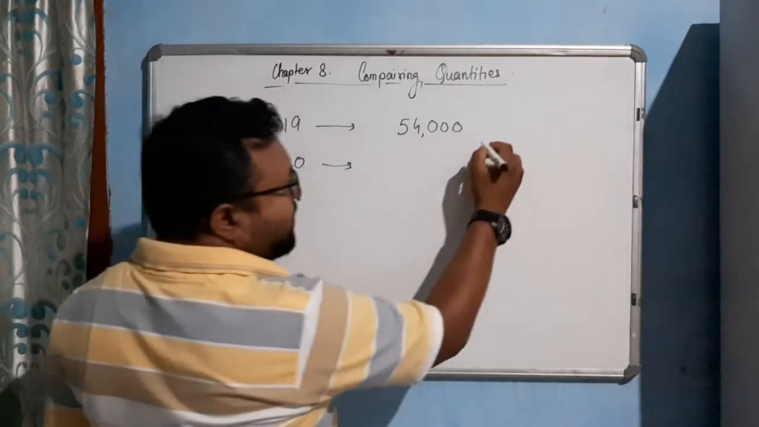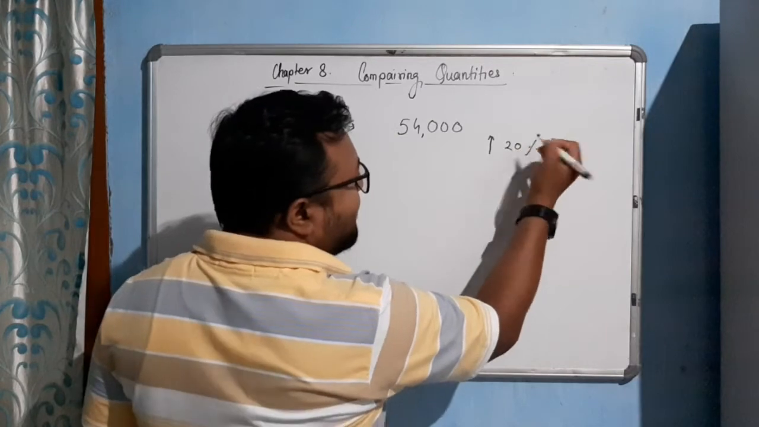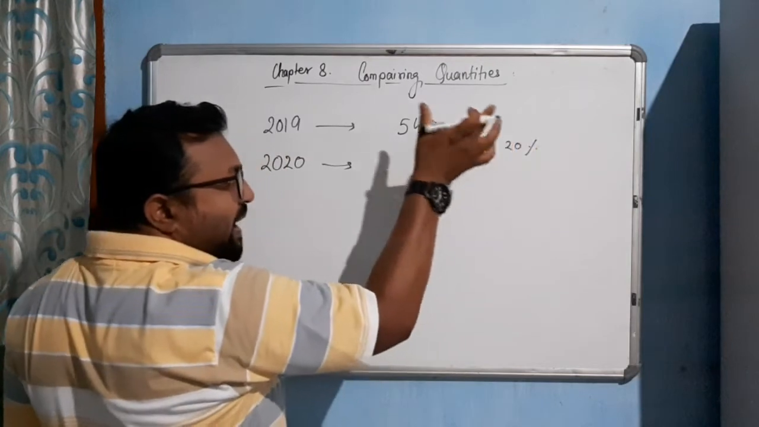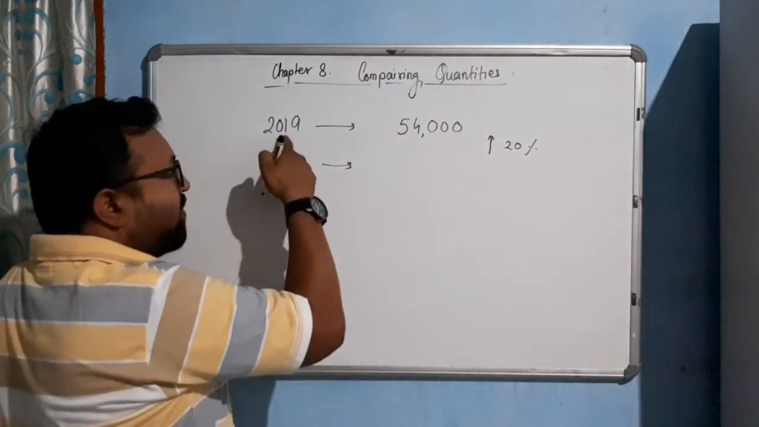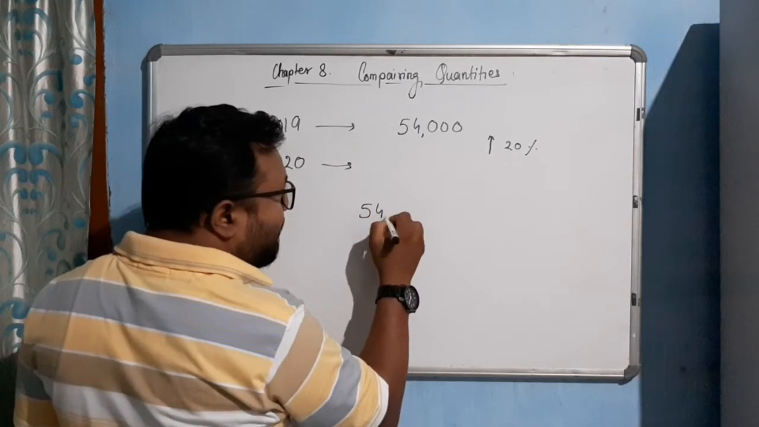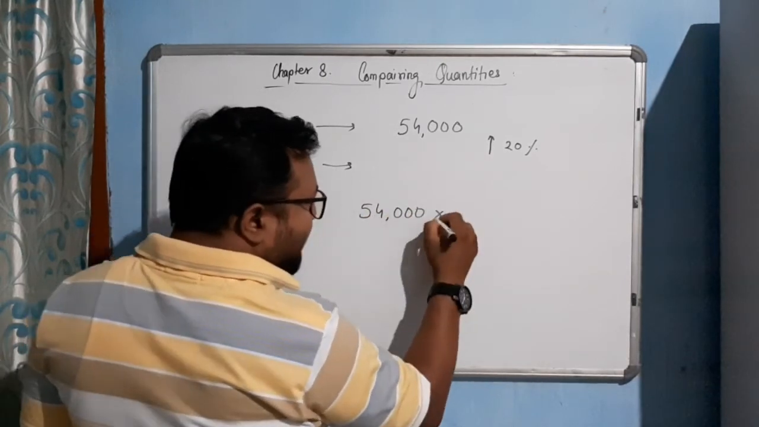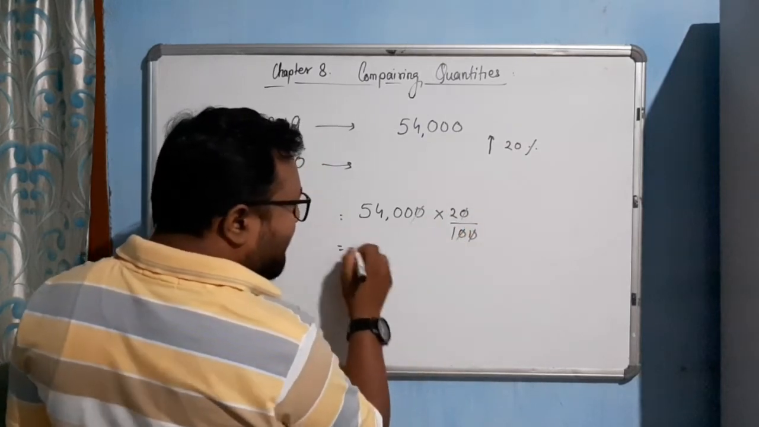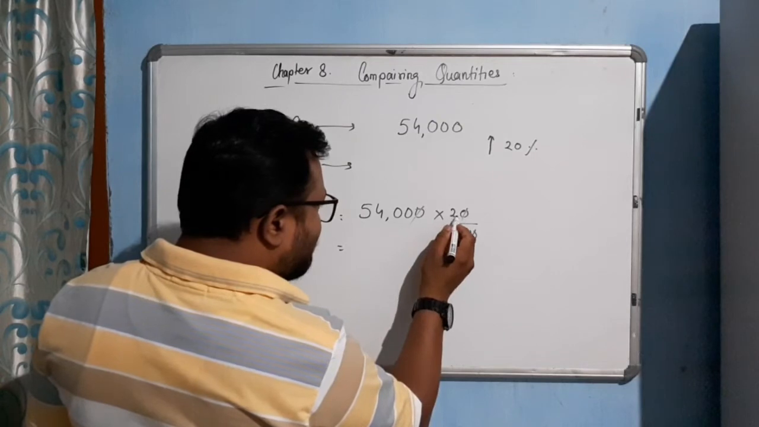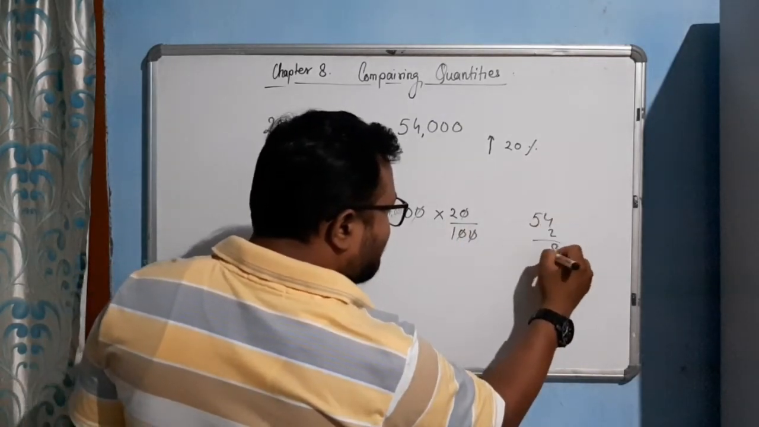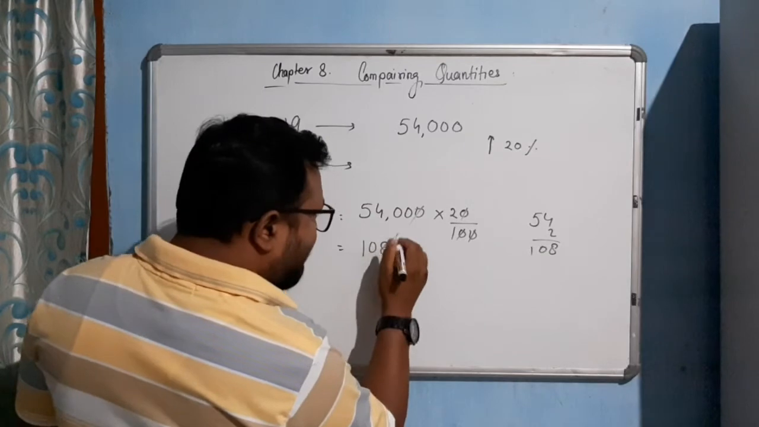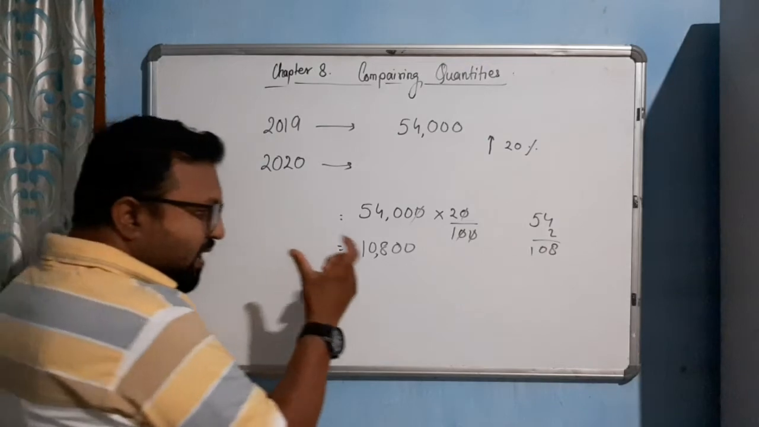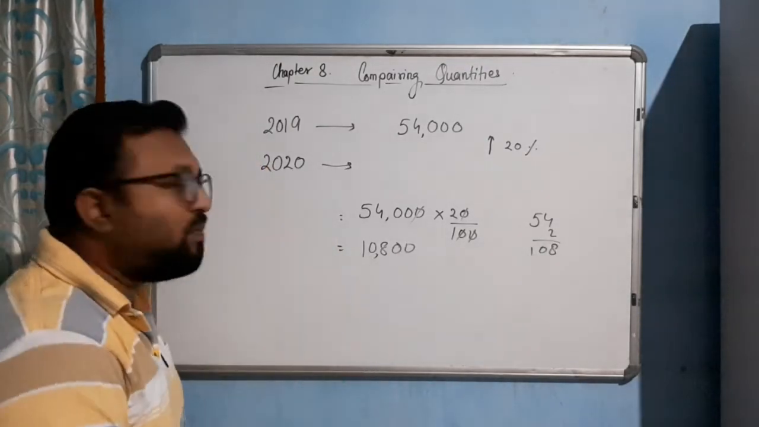The price has been increased by how much? 20%, for example. So what will be the new price? This 20% will be based on the initial amount, the amount in 2019. So suppose 54,000 was there. You will take 20% out of this. 0 0 cancel, 0 0 cancel. How much are you getting? 54, 108, 108, and this 0 0. So 10,800 rupees extra you have to pay in this year.